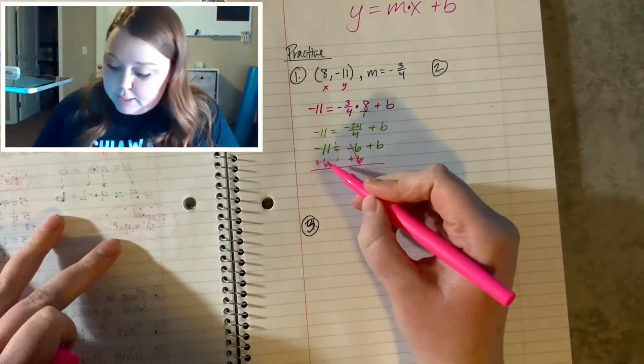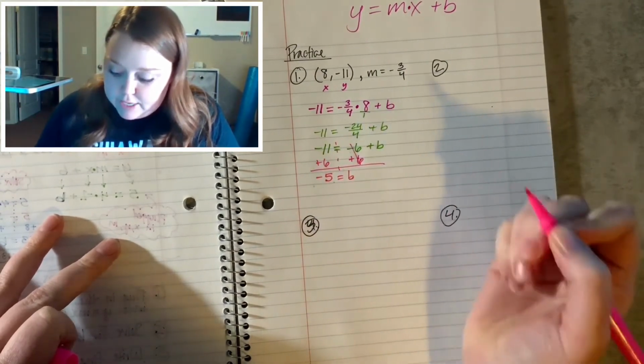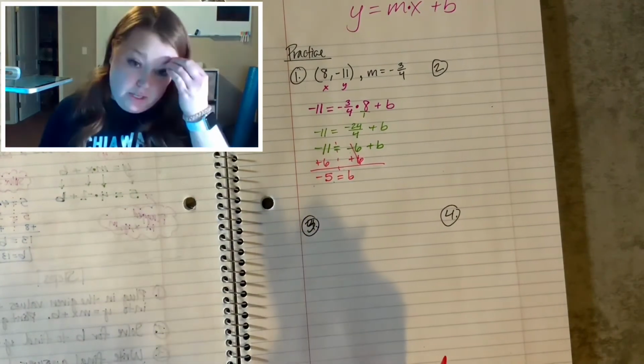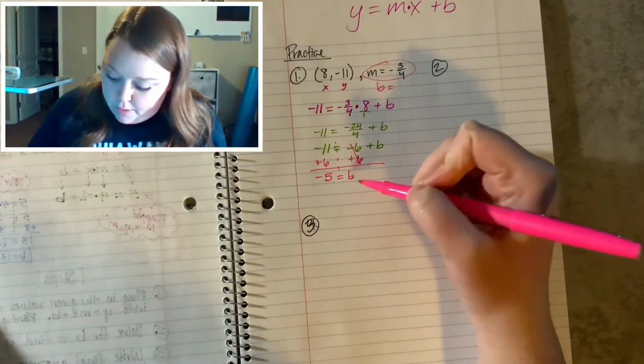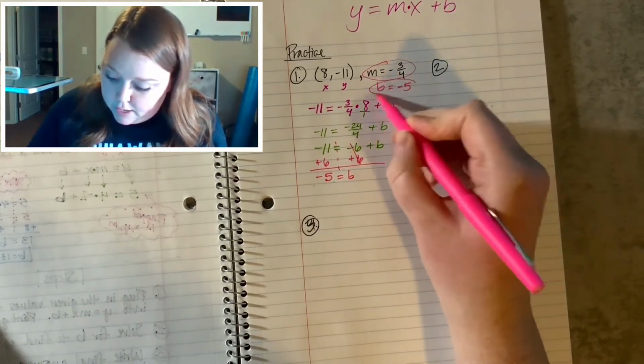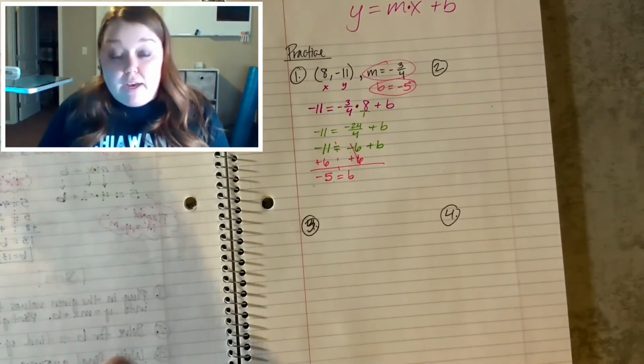6's cancel. Negative 11 plus 6 is negative 5. So I have negative 5 is equal to b. So I know what the m is, and I know that the b equals negative 5. All I have to do now is write my final equation.